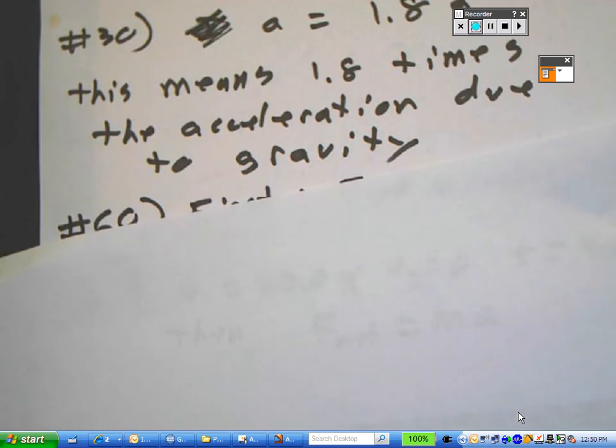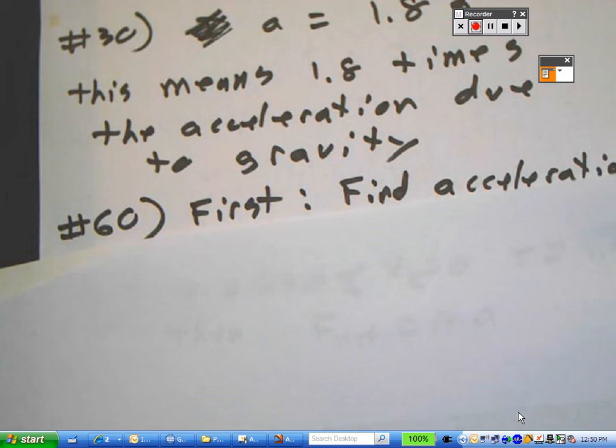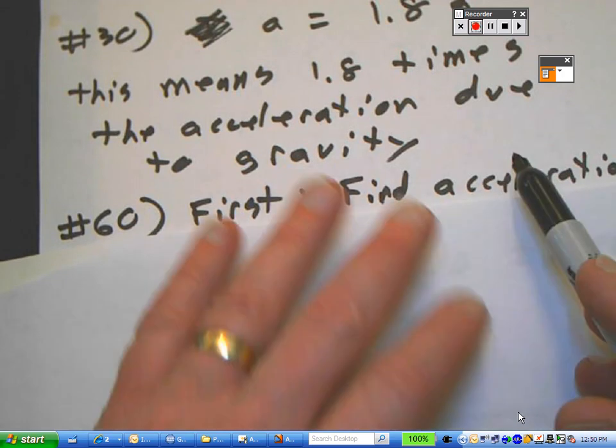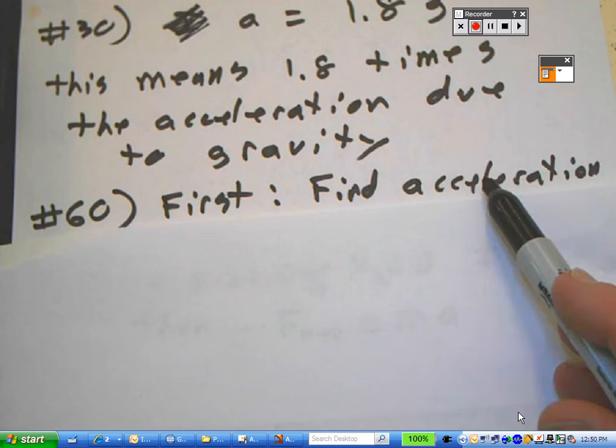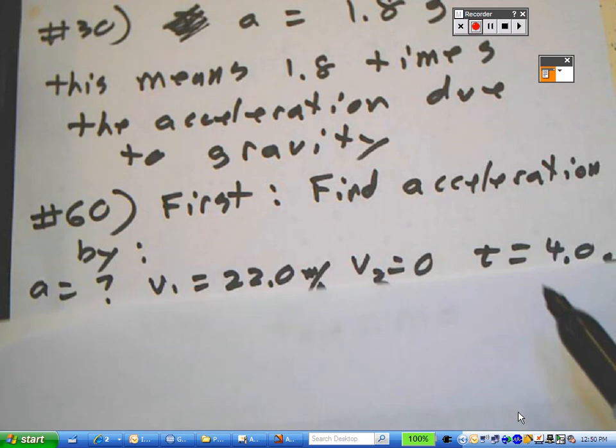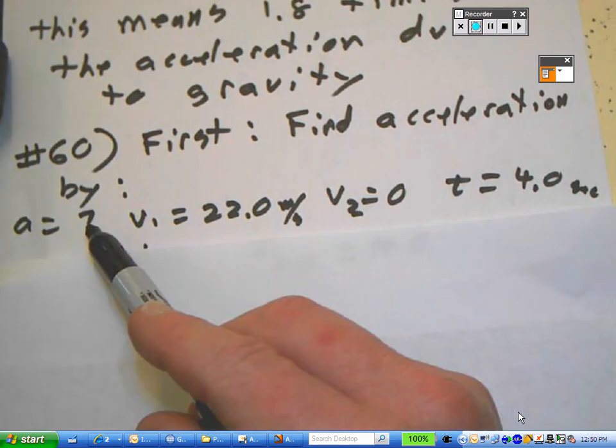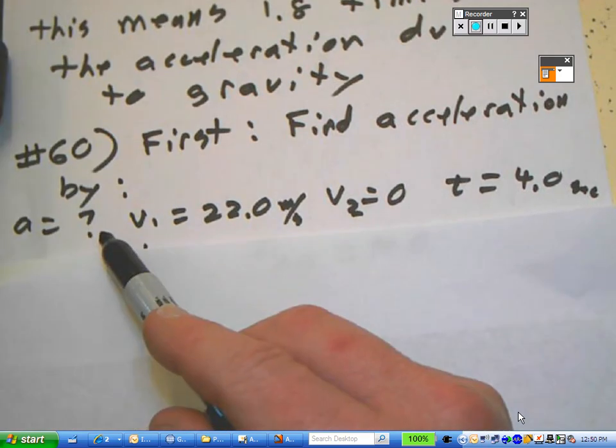Let's look at number 60. For number 60, first, we have to find the acceleration. Now remember, to find the acceleration, we've done this before in the previous unit. To find the acceleration, it's very useful to write the knowns and unknowns. So just to give you a little hint, what I do is, remember, I always put a equals question mark because that's what I'm solving for.